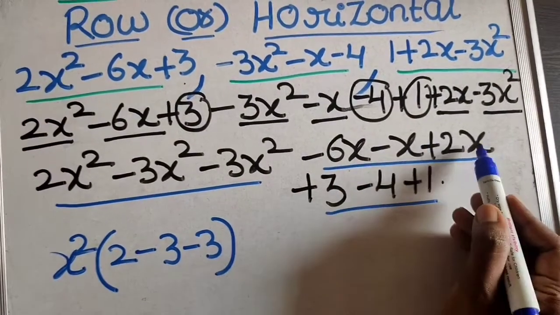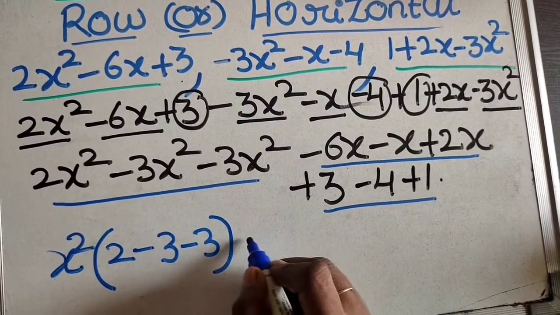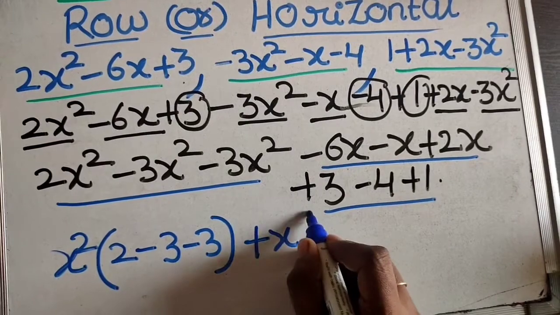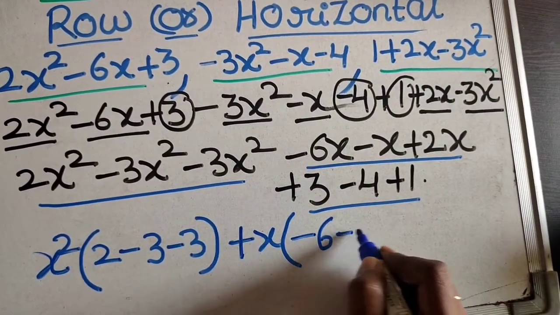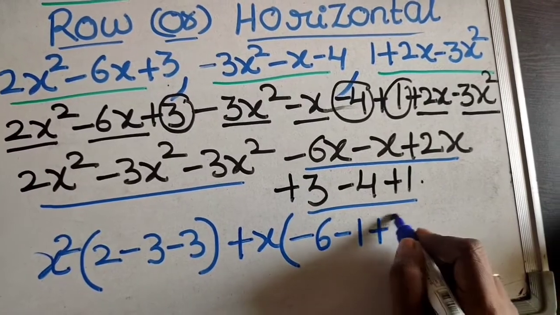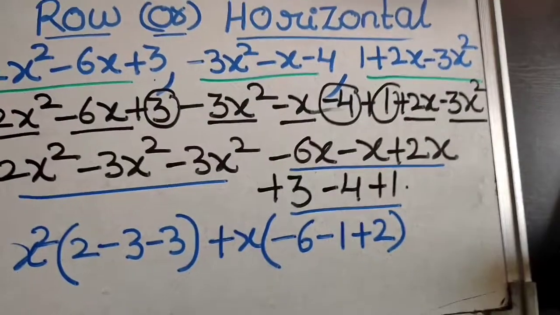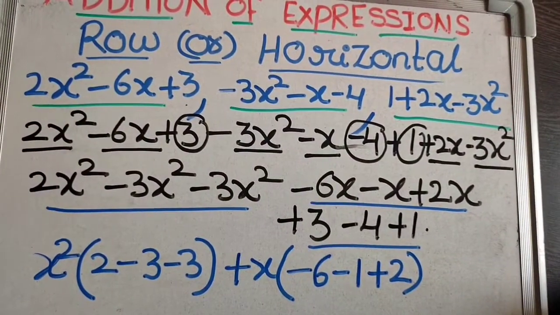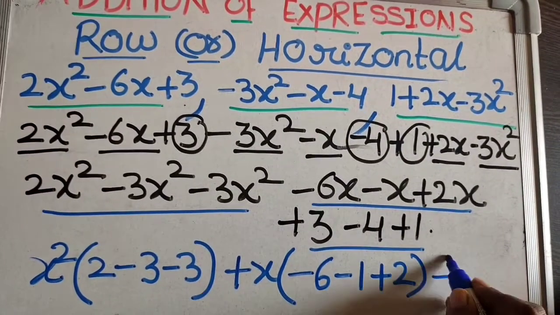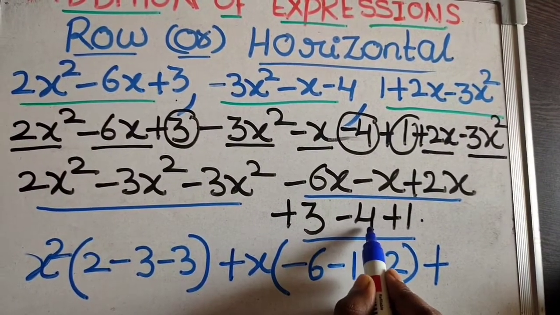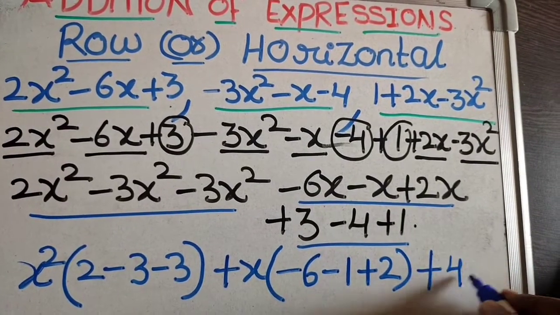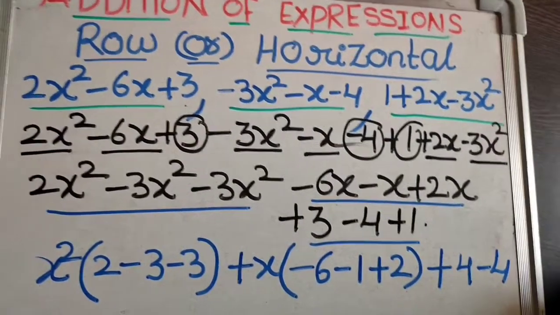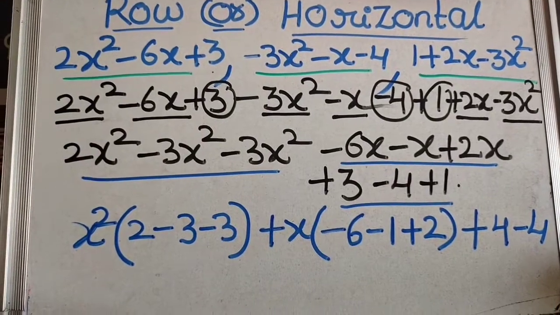And take x common now. Plus x, I am taking plus x as common. So write the numbers -6, -1, +2. And the remaining constants. So 3 plus 1 gives 4 and 4 minus 4 gives 0. That means 4 - 4.